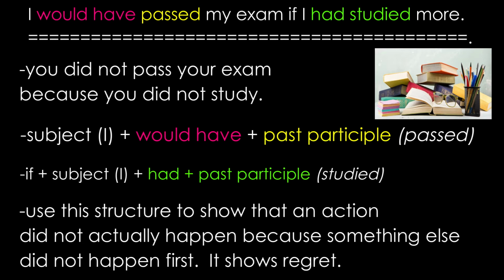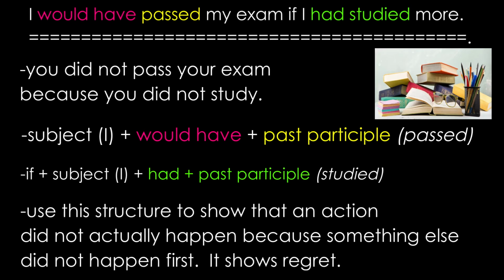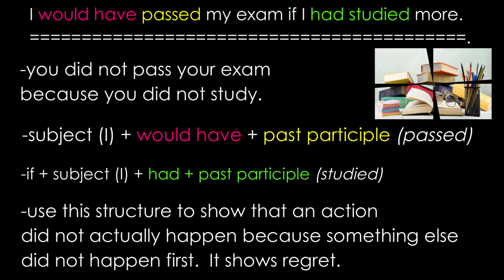When do we use this structure? Use this structure to show that an action did not actually happen because something else did not happen first. Let me explain. The action or the story that did not actually happen is I would have passed my exam. And the action that did not happen first is if I had studied more.